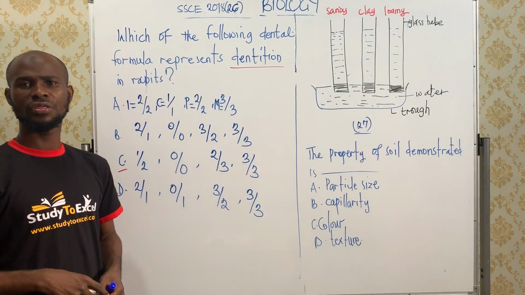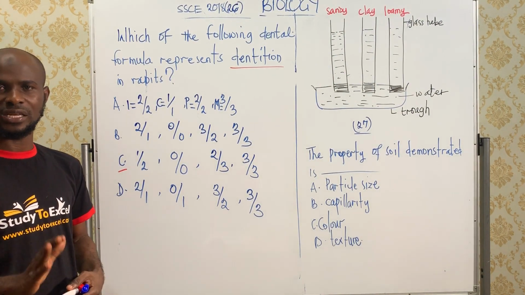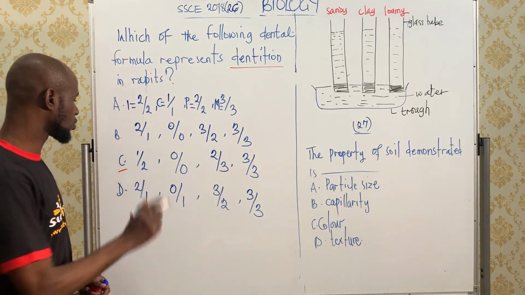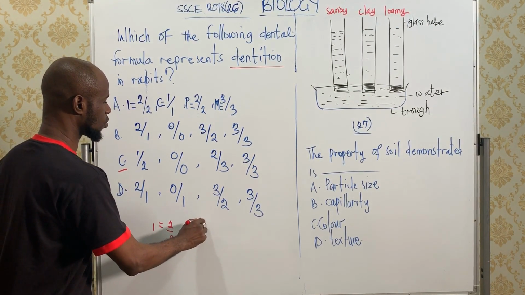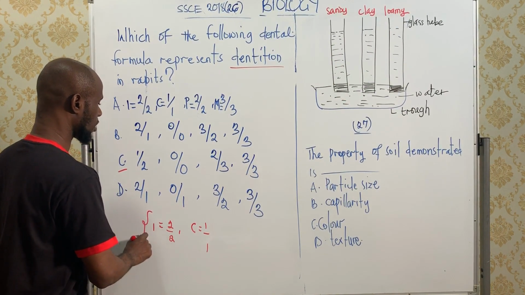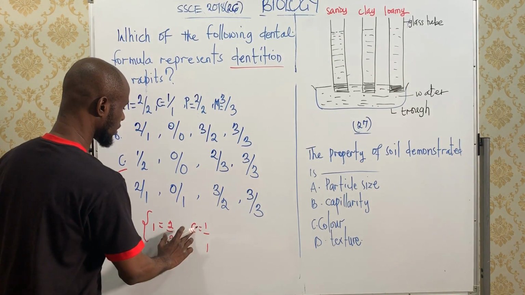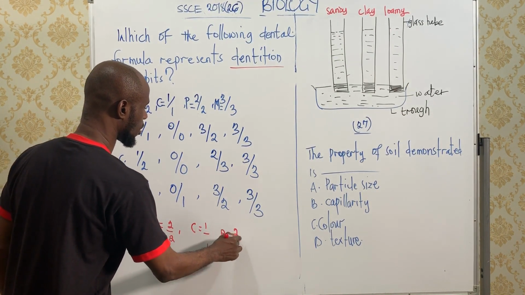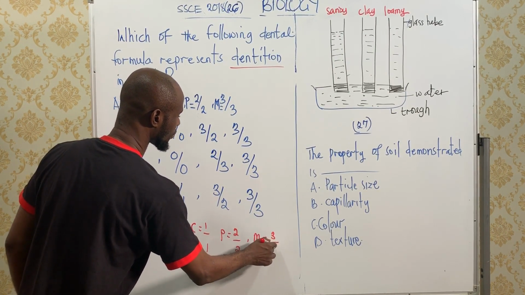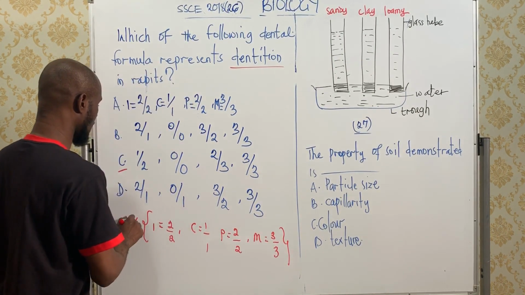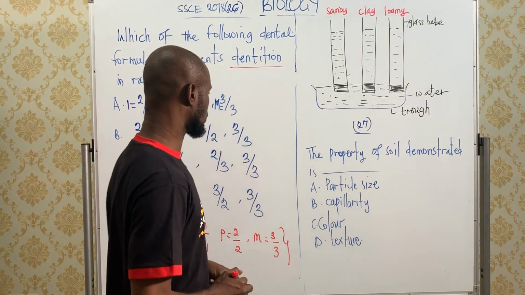Now, what about the dentition for human beings? Dentition for human beings is as simple as saying 2123. What do I mean? The incisors are 2 up, 2 down. The canine is 1 up, 1 down for the right part of the mouth. Then the premolar is 2 up, 2 down, and the molar is 3 up, 3 down. When you multiply by 2, you're going to have the whole set of 32 teeth in an adult human. Now let's go to the next question.